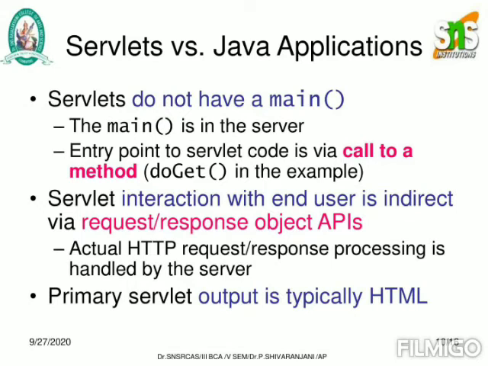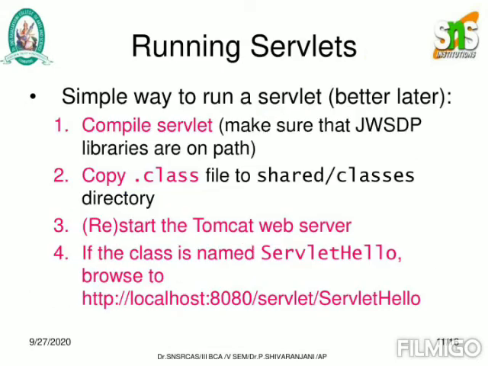So the ways of running your servlet. The simple way to run your servlet is to compile your servlet. You should make sure that the JWSDP library is on your path. Then you have to copy the .class file to the classes directory. Then you have to start your Tomcat web server.